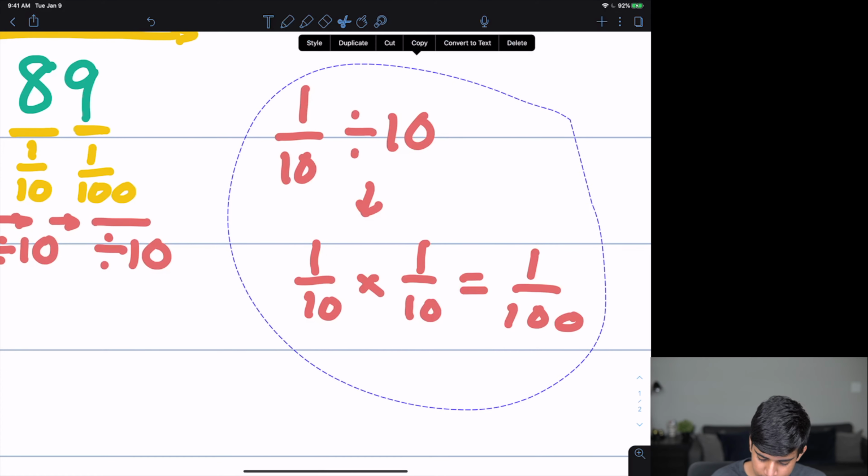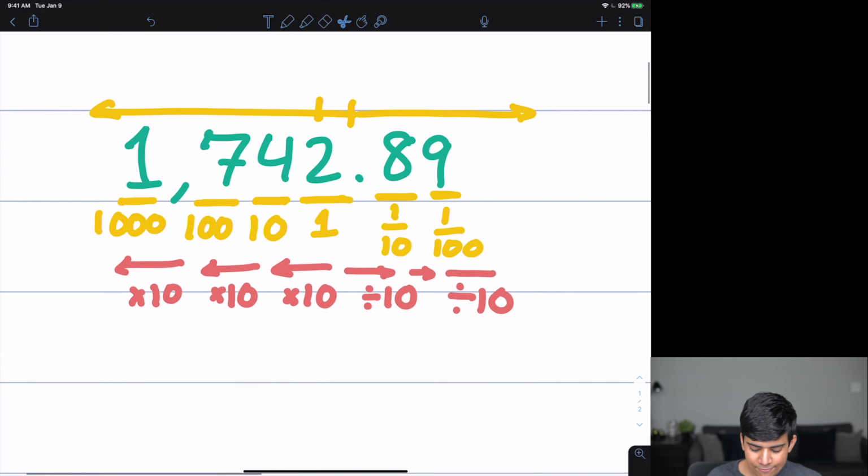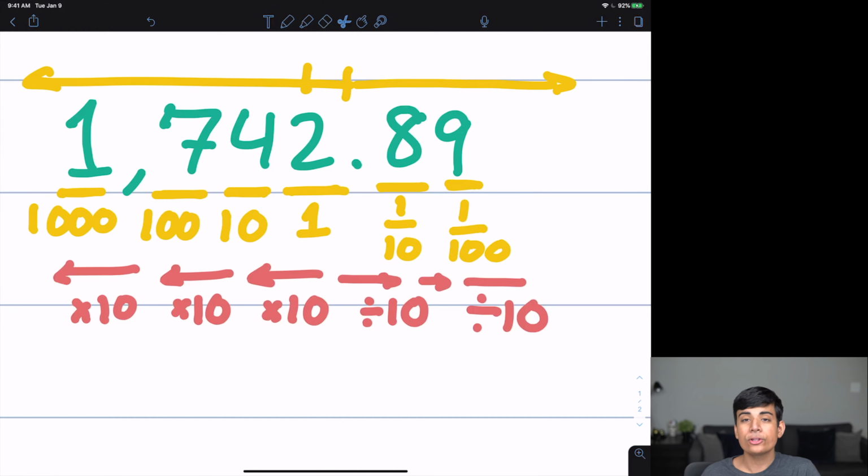So I'm going to delete this over here. Now that we have this basic flow chart of how our number works, I want you to really start to think about how everything is organized here.